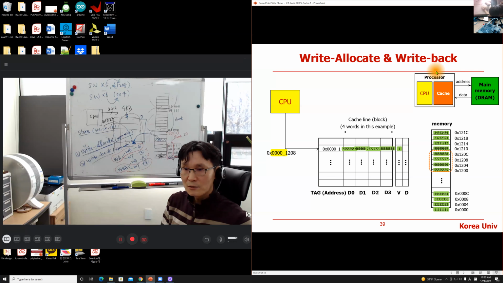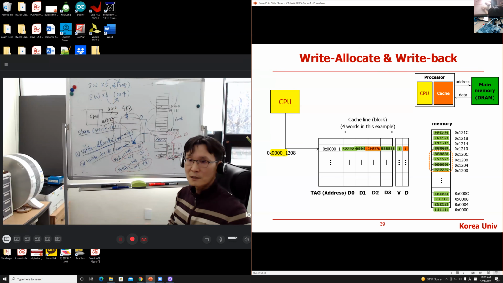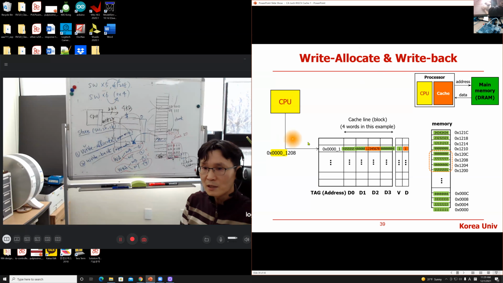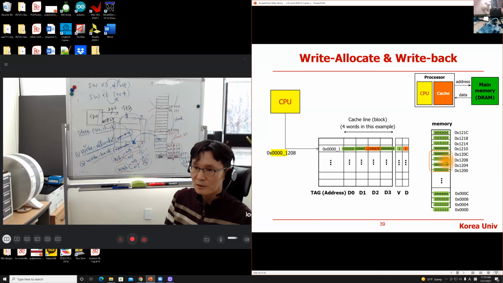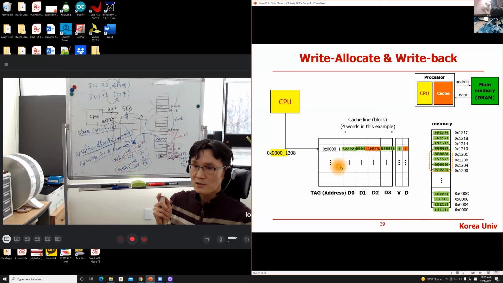Right? So data, assuming X5 contains 1, 2, 3, 4, 5, 6, 7, 8. Okay, the data will be written to the cache. Okay, only cache. So the dirty bit is set to 1. Then main memory will be updated eventually by the cache. So you don't have to worry about that. So first instruction is done.